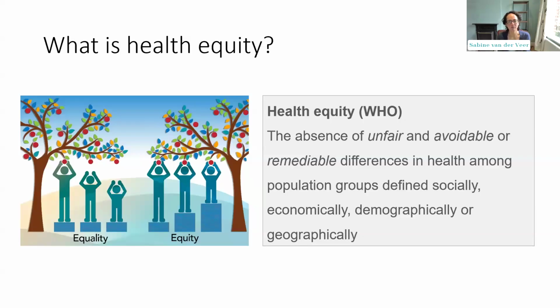The NHS is an example of a system that tries to give everybody equal access to services, for example. And there's nothing wrong with equality, but there are some problems with giving everybody the same, because you will see on the right-hand side, when you give people a crate that has the height that they need in order to reach the apple, you can actually make sure everybody benefits from that tree.